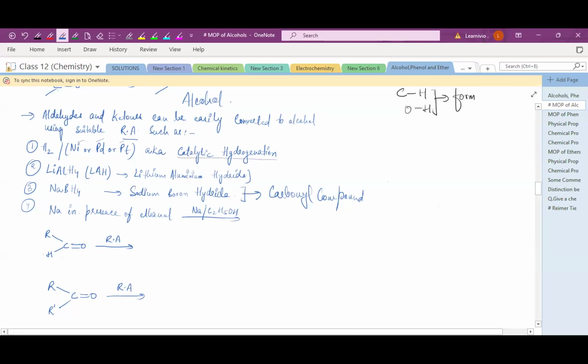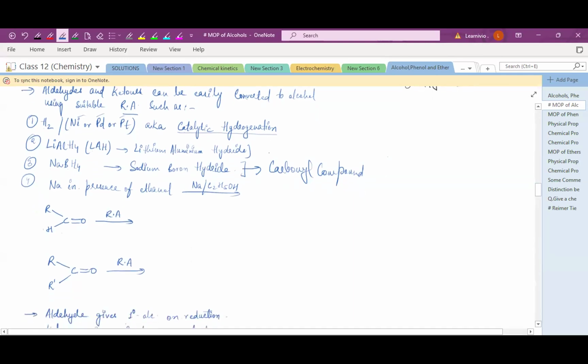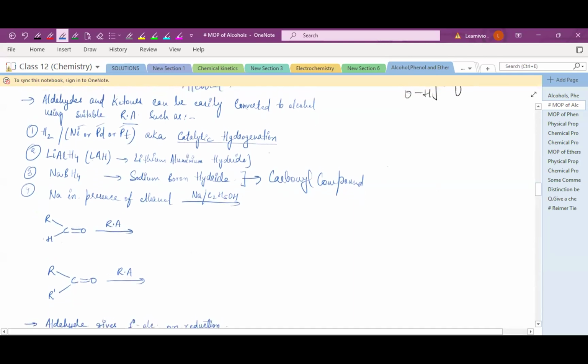So you can use this H2 in the presence of any catalyst, nickel, palladium, platinum, for the reduction. So this is a reducing agent. Second, you can treat the aldehyde or ketone with lithium aluminium hydride. Lithium aluminium hydride, LAH in short. So this is the strongest reducing agent.